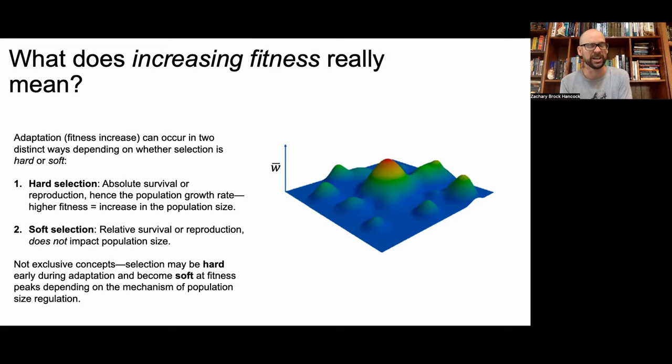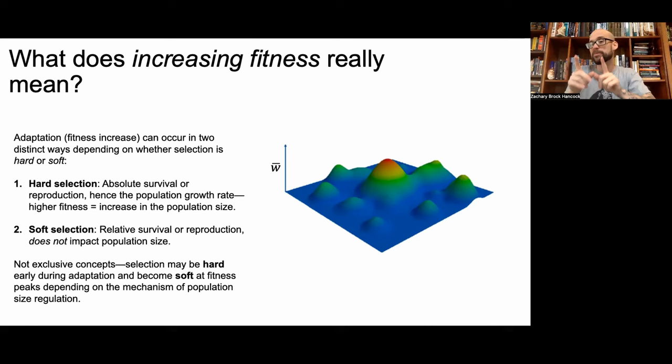Alternatively, you can have what's called soft selection. And this is selection that is relative survival or reproduction and does not impact population size. So the way we often think about this is more competitive, right? And I'm going to give you an example of this in just a moment to help you conceptualize these two different ideas. But I want to point out that these are not exclusive concepts.